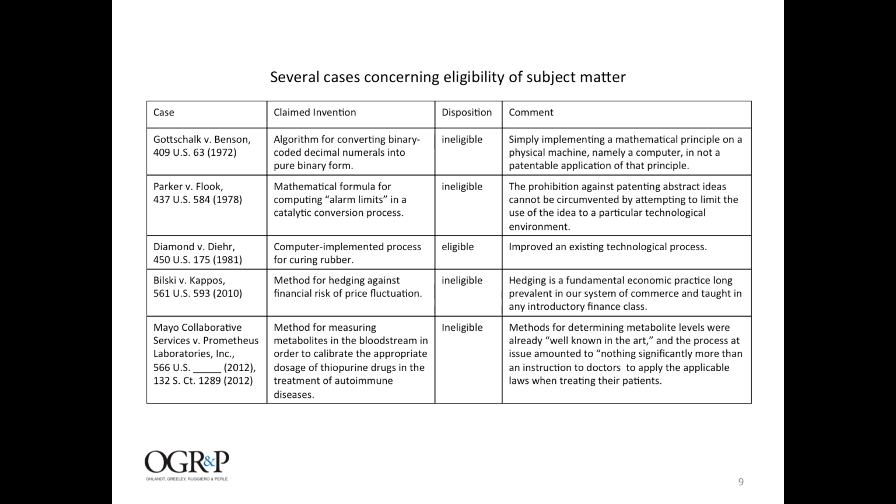By the way, the first 4 rows here were specifically computer implemented inventions. But I've included this bottom one, Mayo, which is not computer implemented per se, but rather involves pharmaceuticals or biological processes. A method for measuring metabolites in the bloodstream in order to calibrate the appropriate dosage of thiopurine drugs in the treatment of autoimmune diseases. Read it to yourself, but nevertheless the method involved measuring something in the blood, and based on that measurement, advising a doctor to take some particular action.